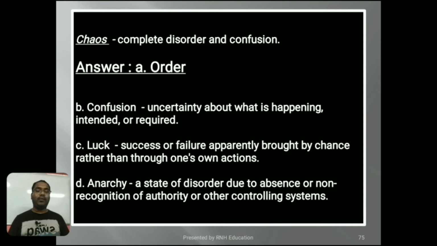So the right opposite word should be order, and option B was confusion, that means uncertainty about what is happening, intended or required. And C was luck, that means success or failure apparently brought by chance rather than through one's own actions. And option D was anarchy, that means a state of disorder due to absence or non-recognition of authority or other controlling systems.